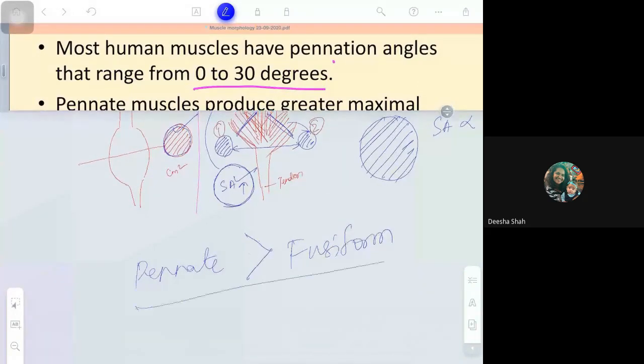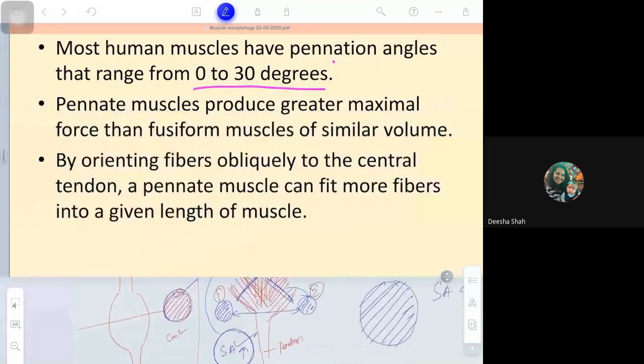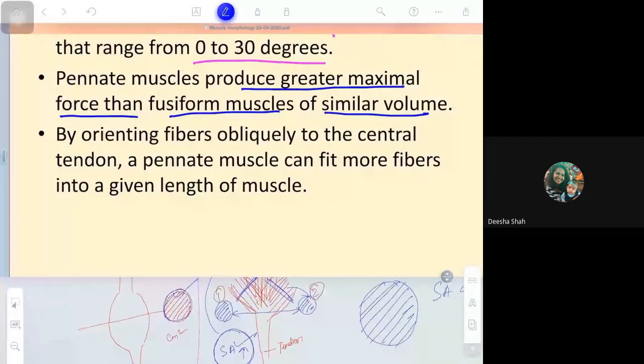I think you are clear. So pennate muscle produces greater maximal force than fusiform muscle of similar volume. Now we are taking similar volume. Same volume if you take, cross-sectional area will be different, and hence the force production will be greater. By orienting fibers obliquely to their central tendon, the pennate muscle can fit more fibers.